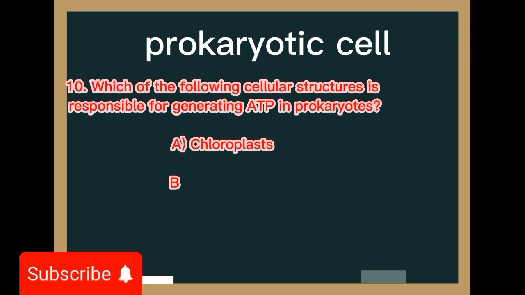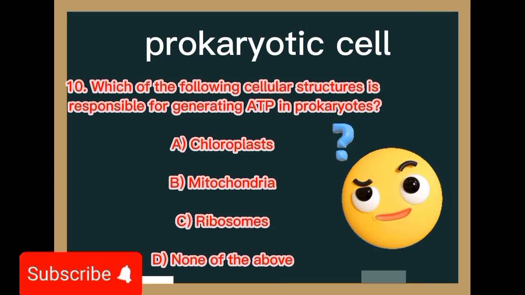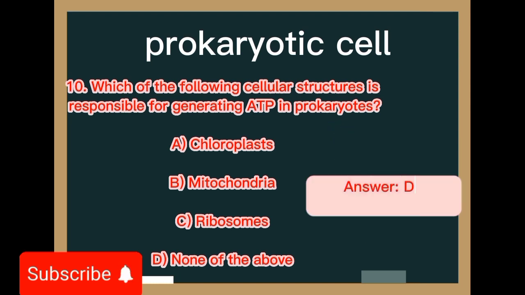10. Which of the following cellular structures is responsible for generating ATP in prokaryotes? A. Chloroplasts. B. Mitochondria. C. Ribosomes. D. None of the above. Answer D. None of the above.